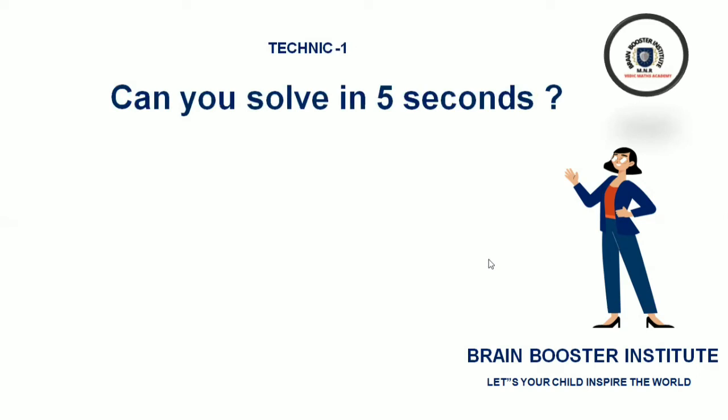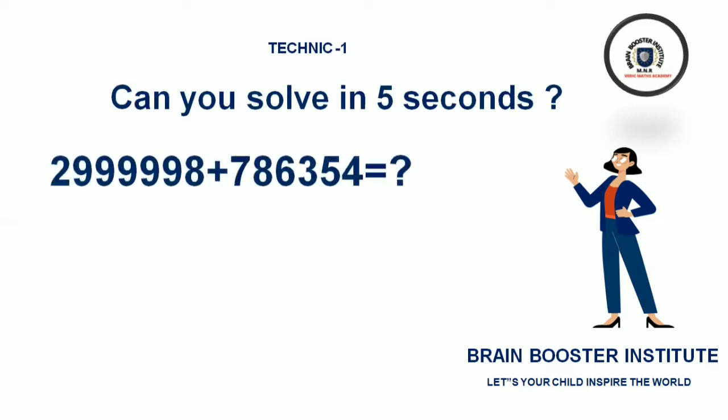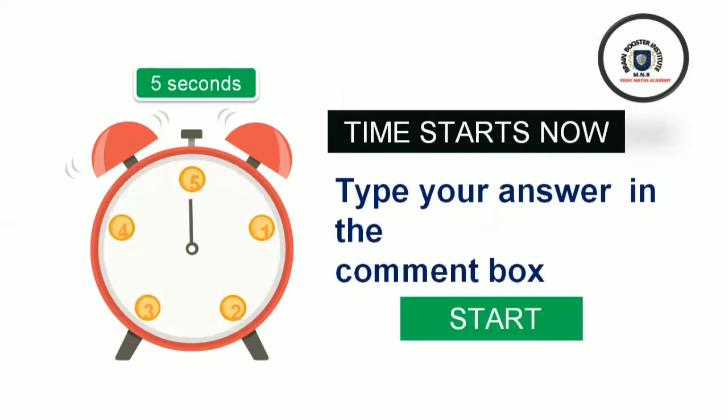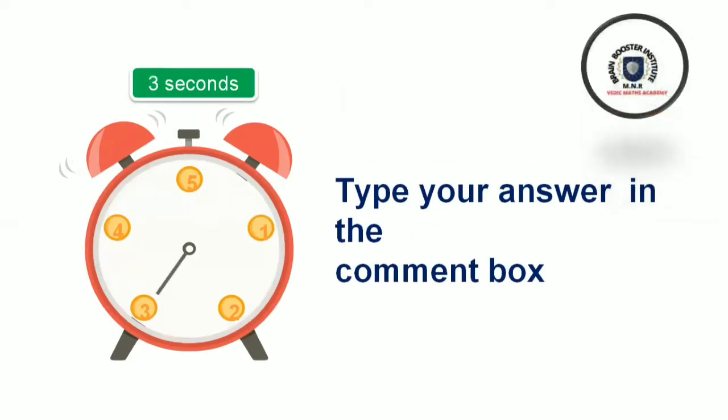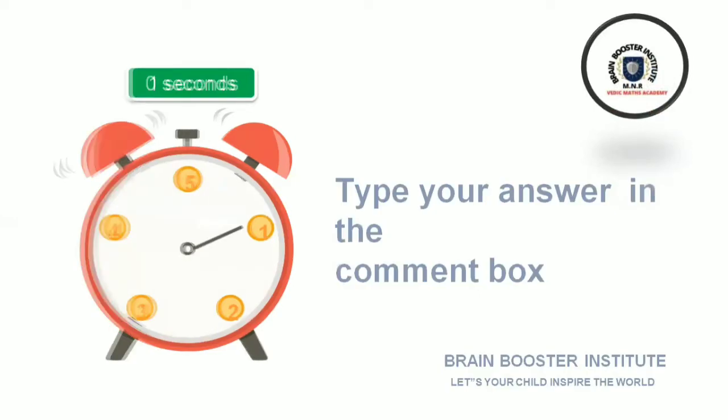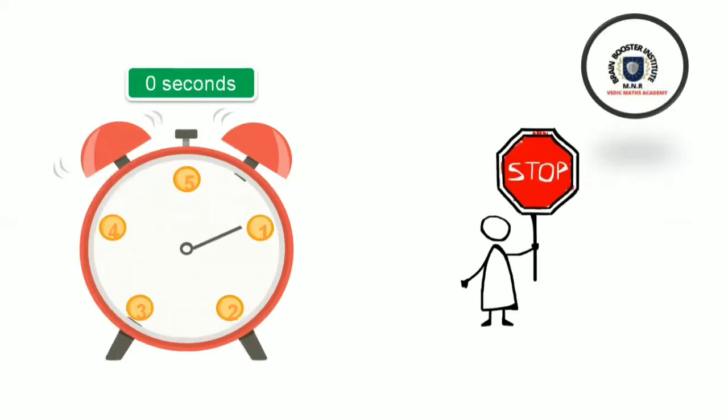Can you solve this question in 5 seconds? 299,998 plus 786 is how much? Within 5 seconds, the timer starts now. 4 seconds, 3 seconds, 2 seconds, 1 second, 0 seconds. Stop now. Please don't write any answer now. I think you don't cheat me.